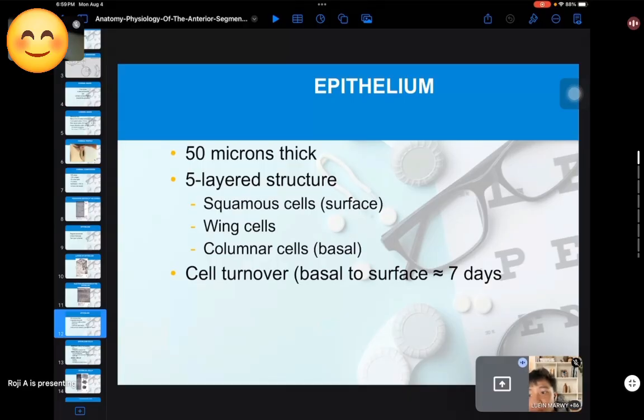Can someone explain to me why it's called a 5-layered structure? In fact, you can see there are only 3: the squamous cells, the wing cells, and the columnar cells.